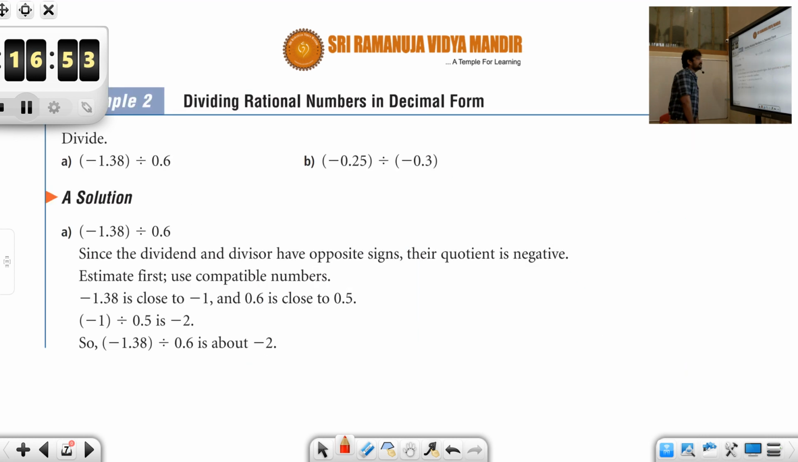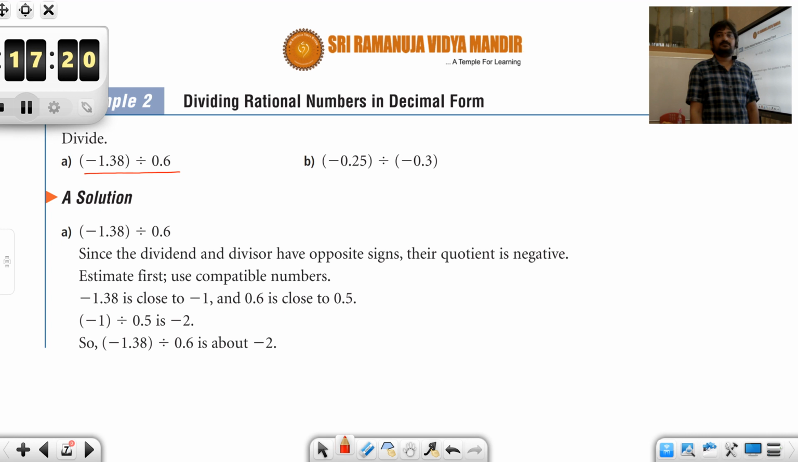Let's look at another example. Here, these are examples when the numbers are given in decimal representation. So we need to find minus 1.38 divided by 0.6. First of all, let's determine the signs. Can you tell me what is the sign of the division? You are trying to divide a negative number with a positive number. Can you tell me what would be the sign? Negative divided by positive. Yes, the answer is negative. So the sign we have determined as negative.